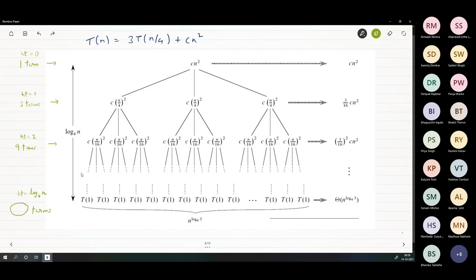Okay, tell me now. Height 0, you have only one node. Height 1, you have 3 nodes. Height 2, you have 9 nodes. Come on, man. We have been doing this now since last 15 minutes.